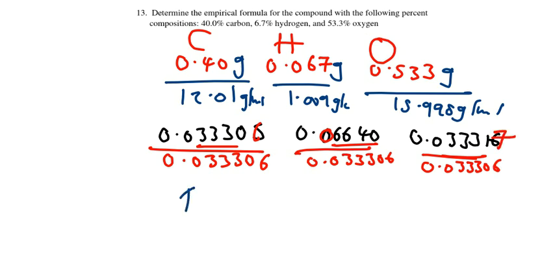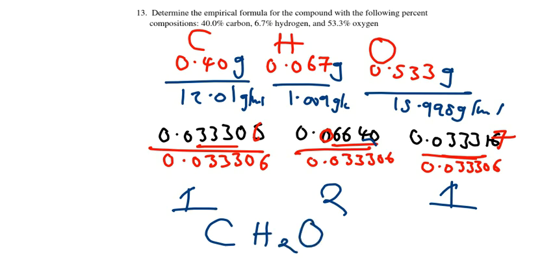So of course the first one will give us a 1. The second one, 0.06640 divided by 0.03306, is something like 1.99, which is just like a 2. Then the other one, 0.03317 divided by 0.03306, is 1.000, which is just a 1. So the formula becomes CH2O, with subscript 1 for the carbon.